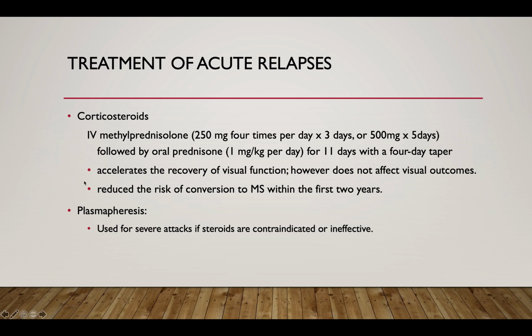So what is the use of corticosteroids? As we mentioned before, it accelerates the recovery of visual function, but it doesn't affect the visual outcome, and it reduces the risk of conversion to MS within the first 2 years. Plasmapheresis is also important, and it is used for severe attacks if steroids are contraindicated or ineffective.